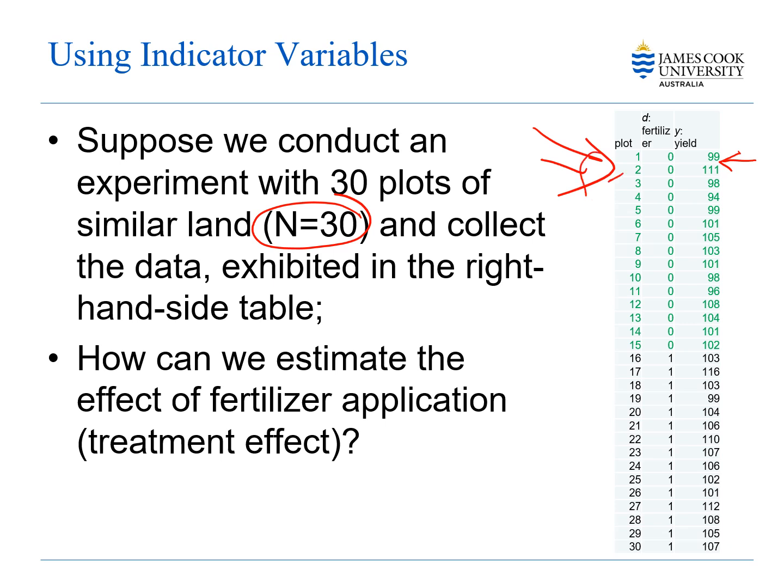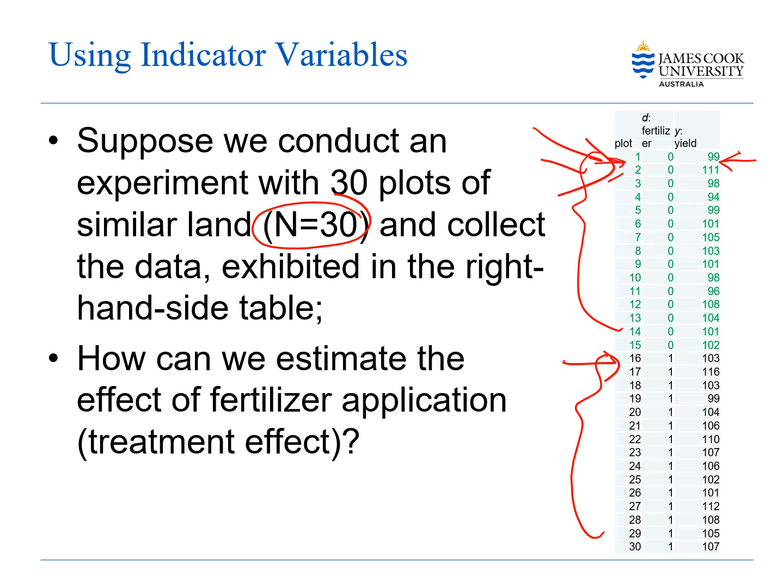The first 15 are untreated. The next 15 are treated. This doesn't matter. We just reorder the data we collected. This does not mean that for the first plot I decided to apply no fertilizer, and for the 16th plot we decided to apply the fertilizer.